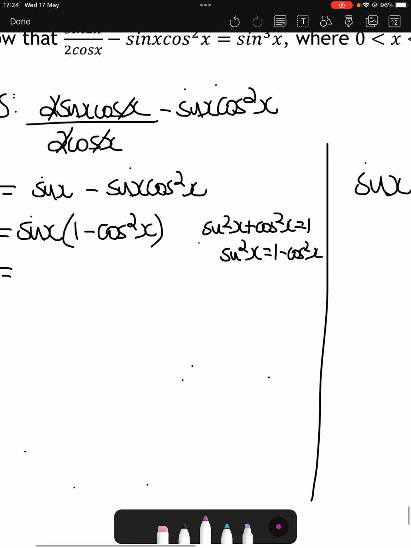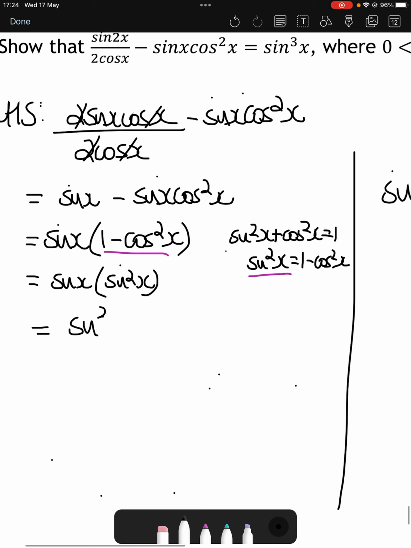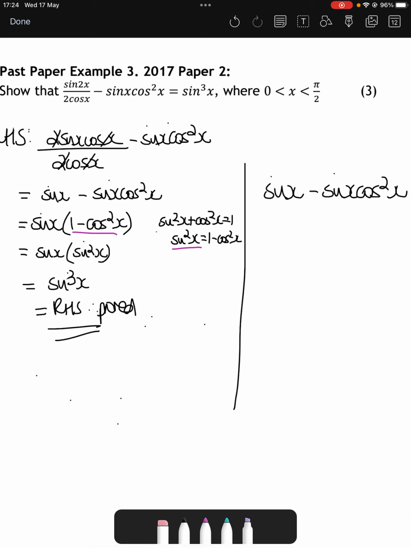So what we're going to do is replace that by sine squared, because they are in fact the same. And then sine x times sine squared x is sine cubed x, as we wanted. So that's one way of doing it: take out a common factor and then say, oh, that looks similar to that trig identity of sine squared plus cos squared is 1. Bit of rearranging, sub in.